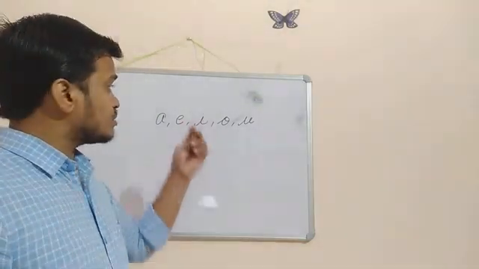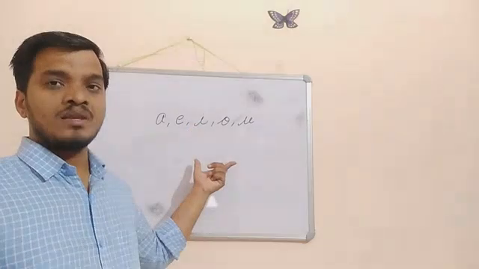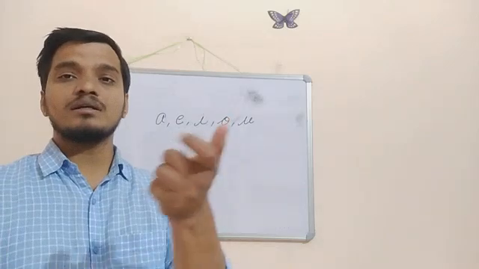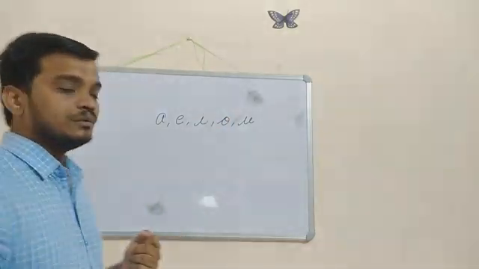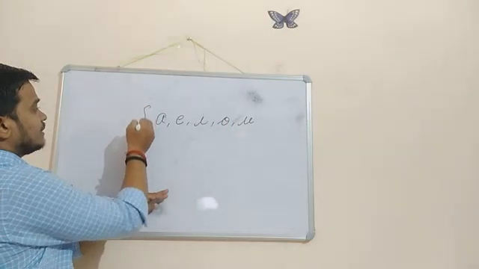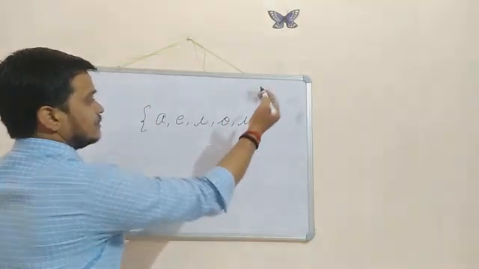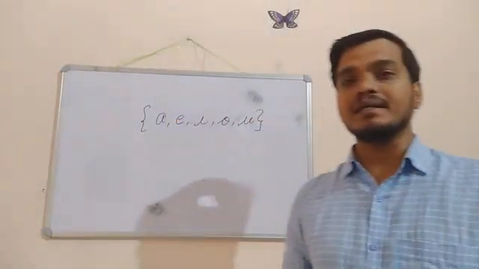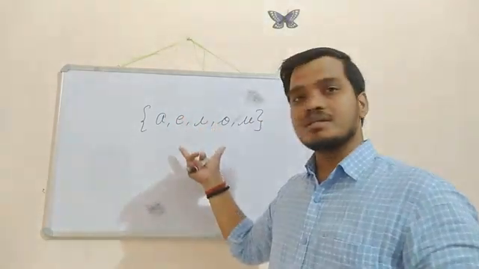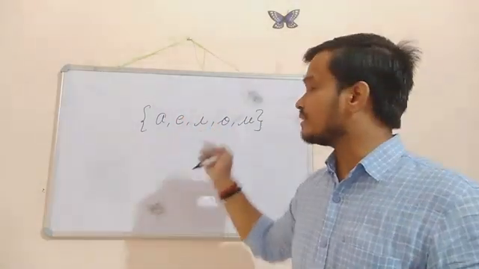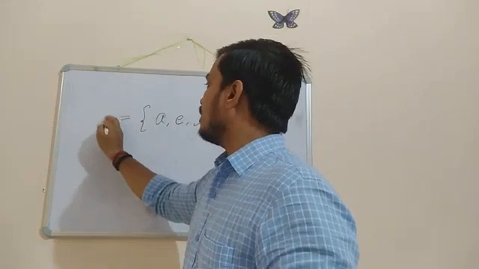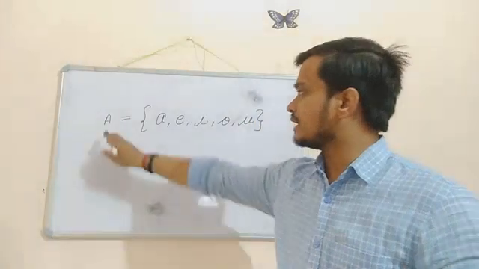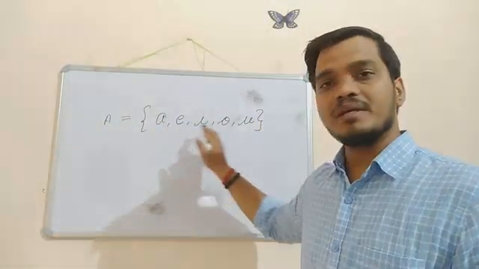But this is only a collection, this is not a set. When you want to make this collection a set, what do you need to do? Simple, you will make a curly bracket. Means this collection should be in a curly bracket, then we call it a set, and we give it a name, capital A. So set A is a collection of all the vowels from the English alphabet.